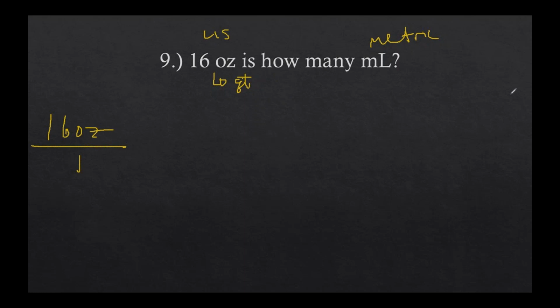Well, if you look, now we need to go ounces to quarts. That's our goal. I know that ounces have to go on the bottom, but ounces go to cups. So I know that there are 8 ounces in 1 cup. That makes my ounces go away.